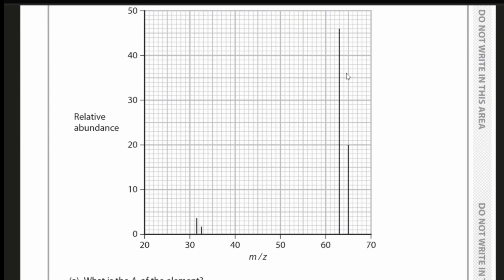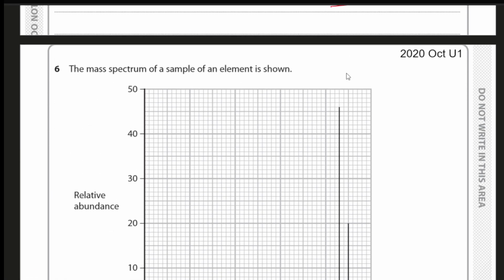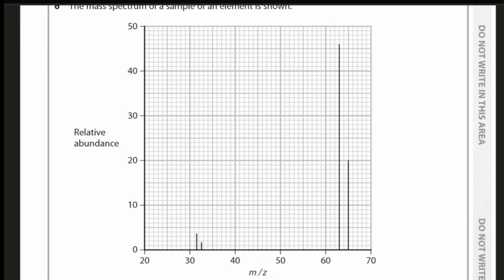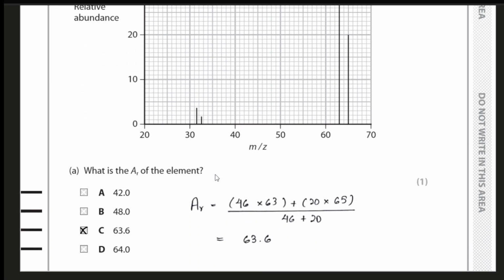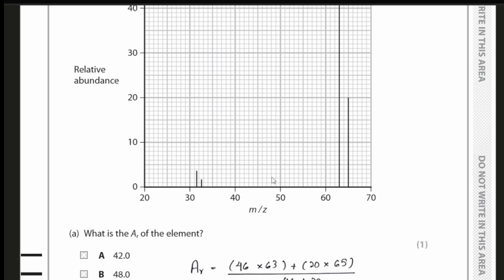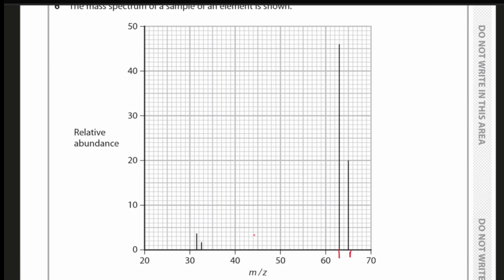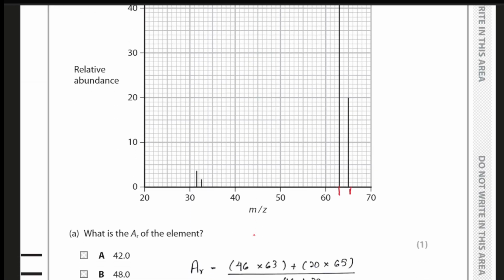That's it. Moving on, they said the mass spectrum of a sample of an element is shown. As you can see clearly, they asked what the relative atomic mass of this element is. In order to find it, it is pretty simple. All you need to do is check out the table down here. So we can clearly see that 63 and 65 are the 2 molecular ion peaks. You multiply them by their relative abundances.